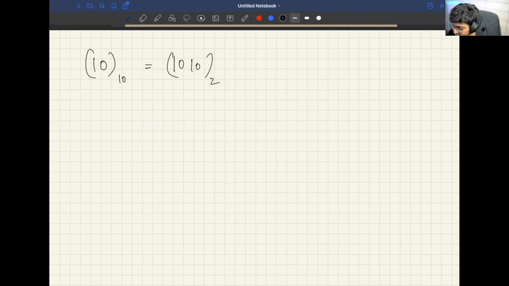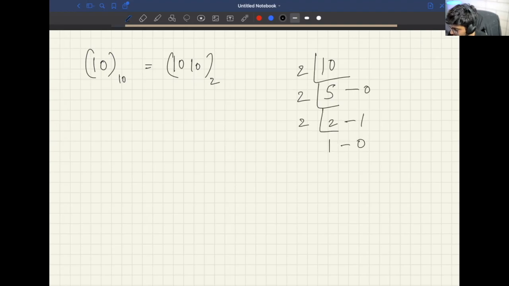How did I find this? Very simple. Divided by 2, 2 5s are 10, remainder 0. 2 2s are 4, remainder 1. 2 1s are 2, remainder 0. Whatever remainders that you have like this, write it in reverse order. This is going to be 1010 base 2. Answer.